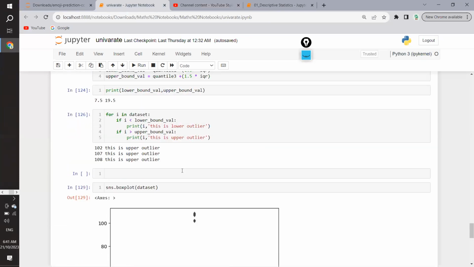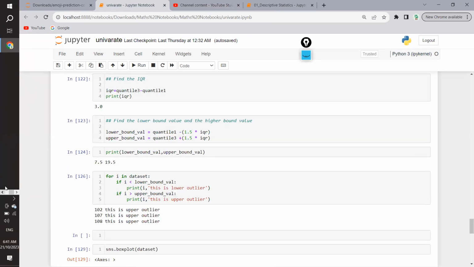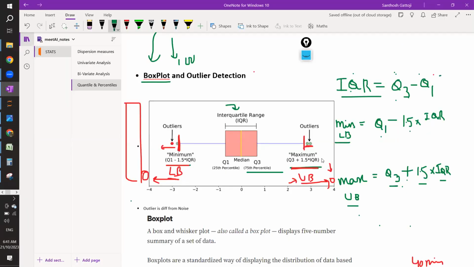We have seen the example of how to find outliers. Just to give you a recap, this is how a box plot helps us detect outliers. It draws a plot and calculates the lower bound and upper bound values from the formula Q1 minus 1.5 times IQR, where IQR is the interquartile range, which is just the third quartile minus the first quartile. Using this we can find the lower bound and upper bound.